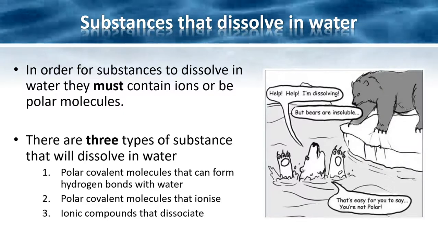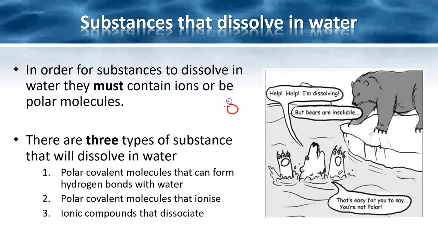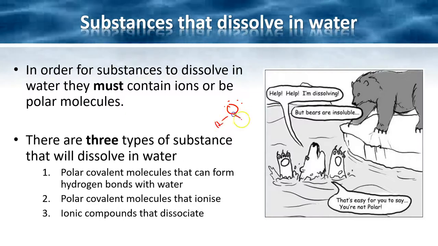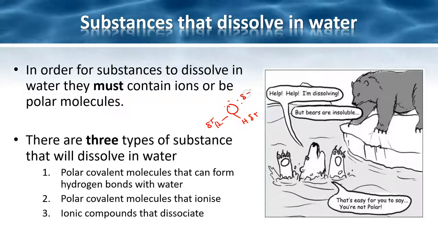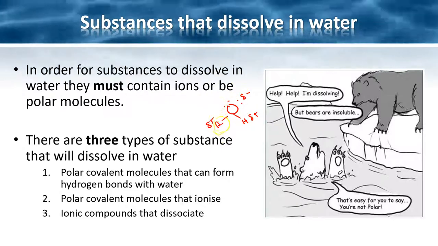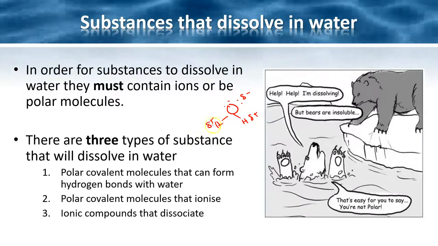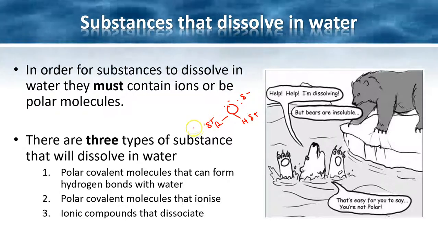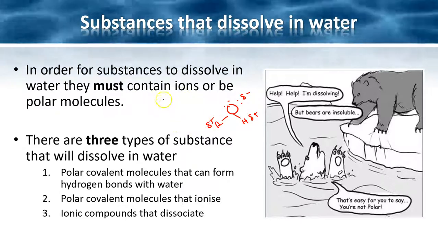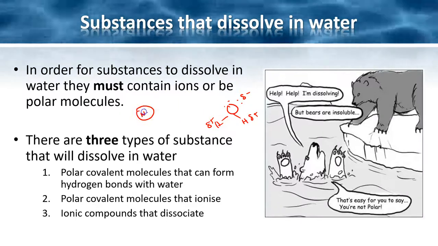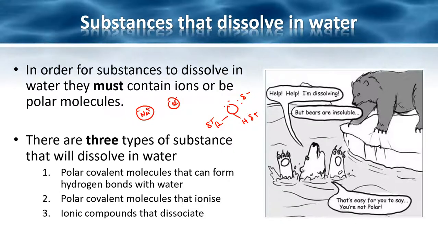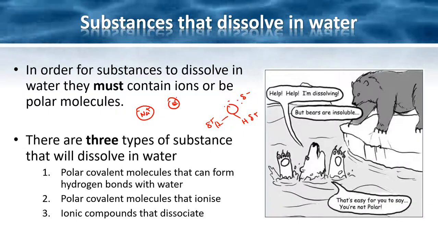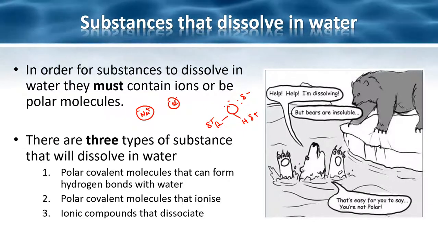So there needs to be something that the partial charges on the water molecule, the dipoles in the water molecule, can interact with, okay? So that can either be the dipoles of another compound, or it can be ions, the positive and negative charges, the formal positive and negative charges present in actual ions. Okay, so this gives us three types of substances that will dissolve in water.